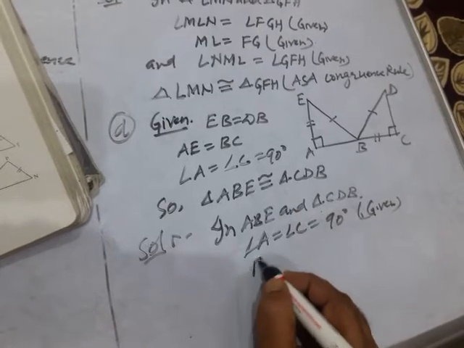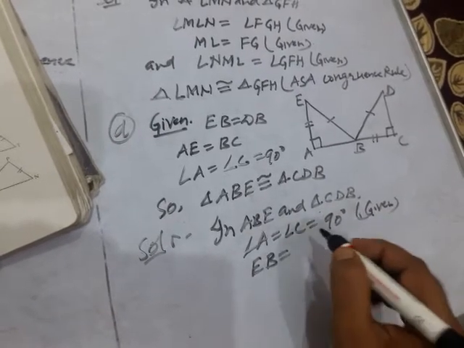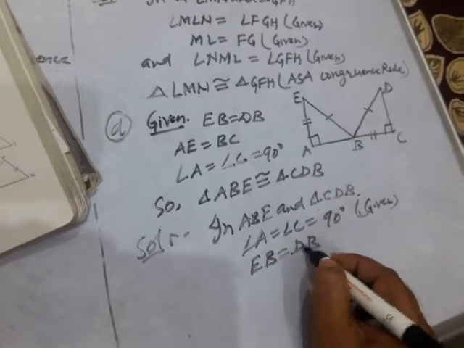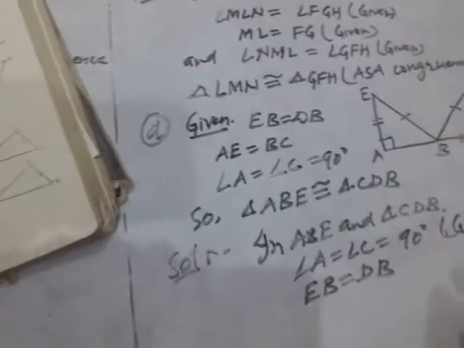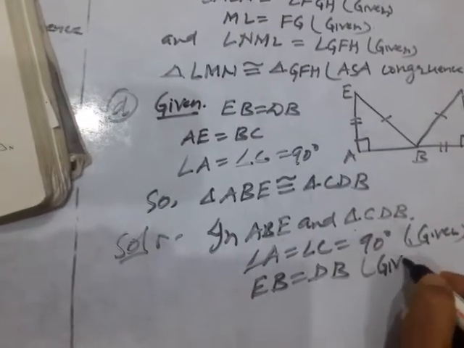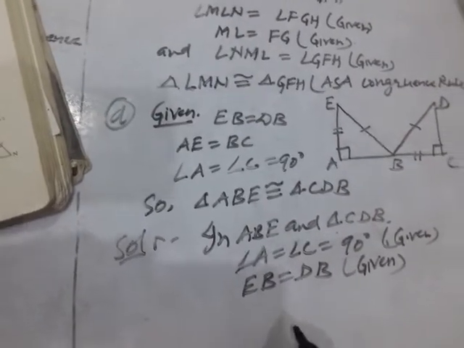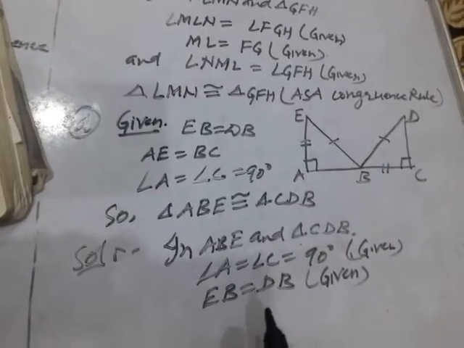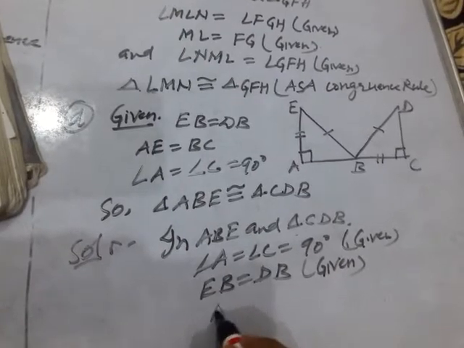Clear? EB equal to DB. EB equal to DB. And what else? That is also given. Clear, children? And what else? That is your AE equal to BC.